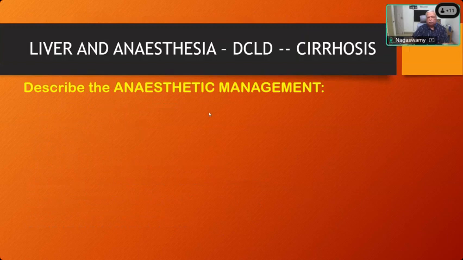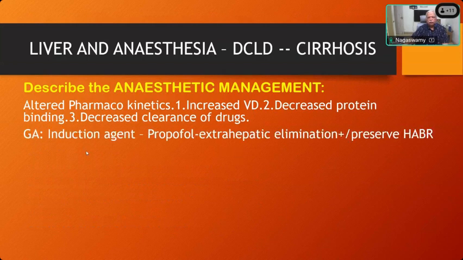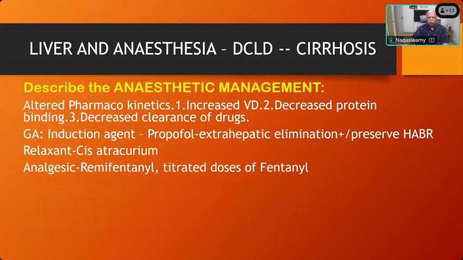In anesthetic management of these patients, they have altered pharmacokinetics. There will be an increase in volume of distribution, decreased protein binding, and decreased clearance of drugs. All these three things happen in patients with chronic liver disease. So, induction agent of choice is propofol, because it has an extrahepatic elimination route and also it preserves the hepatic arterial buffer response. Relaxant of choice is cisatracurium because it is not dependent on any hepatic or renal route of elimination.